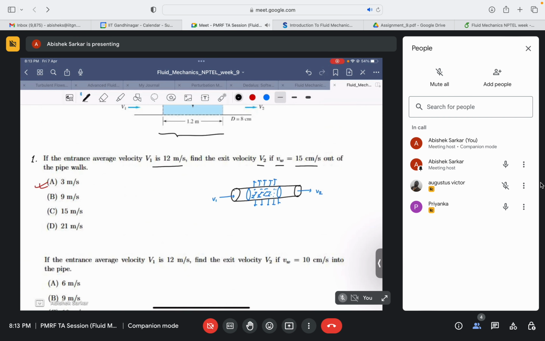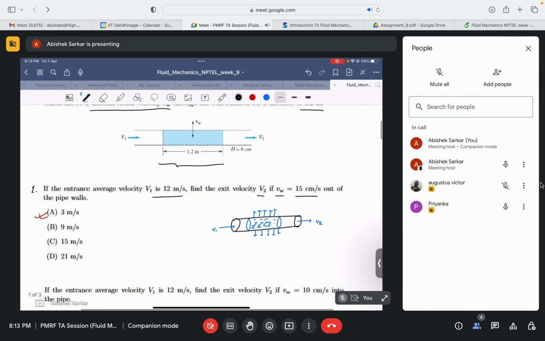So using conservation of mass, since it is steady flow, the del by del t of rho dV over the control volume will be 0. Okay, so it will only be the control surface, the surface integral. So it will be mass flow rate inlet equal to mass flow rate outlet.